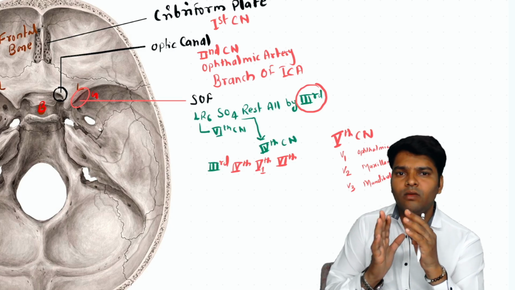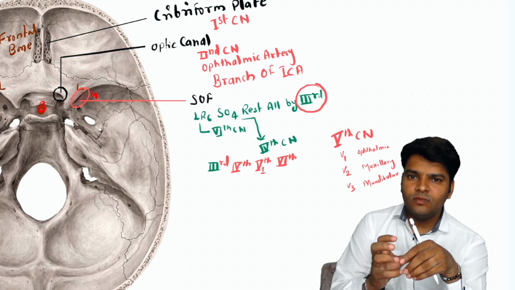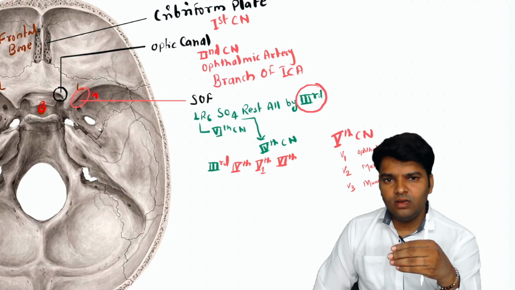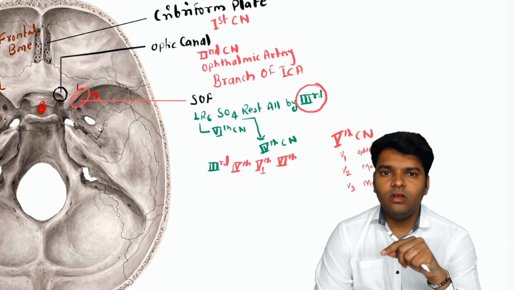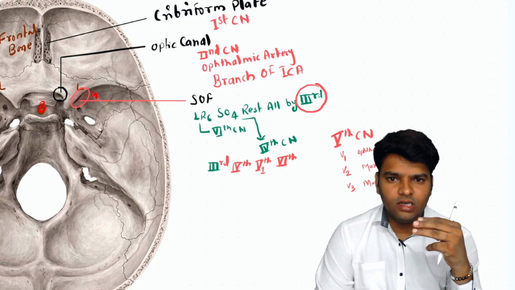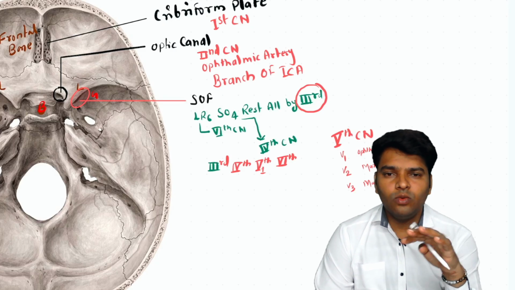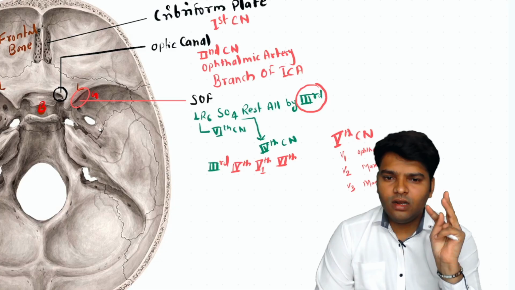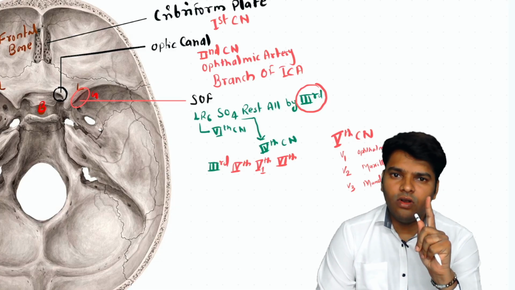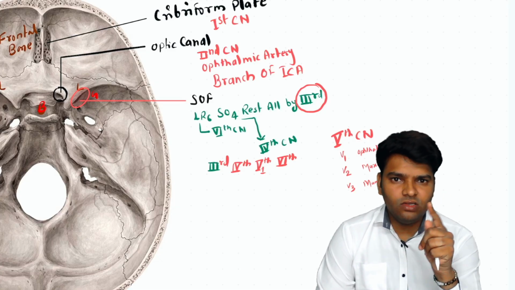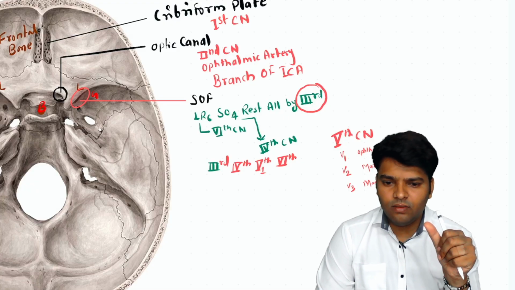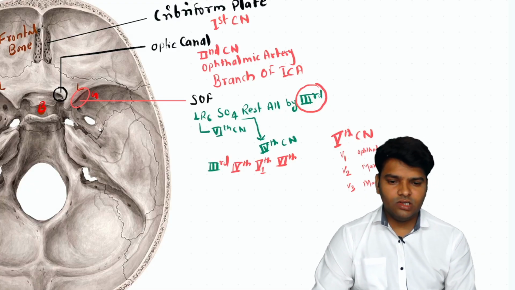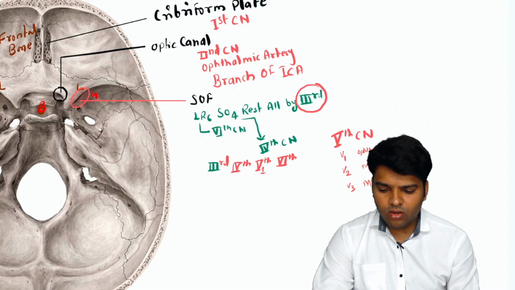Okay, when we learn about the cranial nerves in detail, we will learn all the things. But just now you should know the structures which pass through the superior orbital fissure: the third cranial nerve, the fourth cranial nerve, the fifth cranial nerve, only V1, the first branch, the ophthalmic branch of the fifth cranial nerve, and the sixth cranial nerve. These structures pass through the superior orbital fissure.